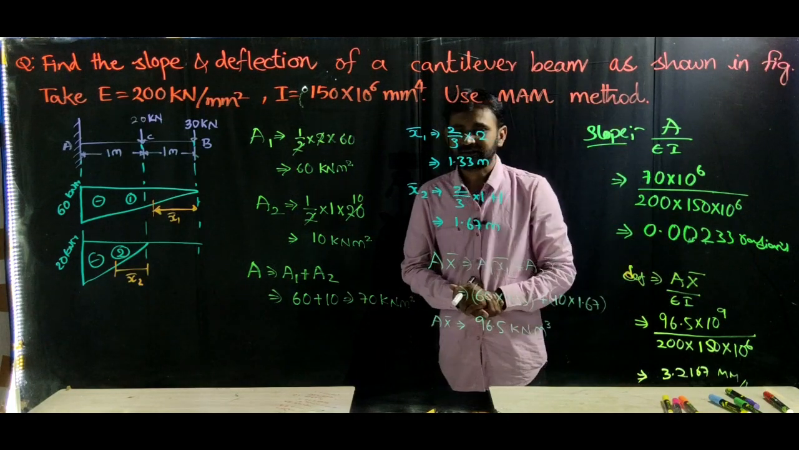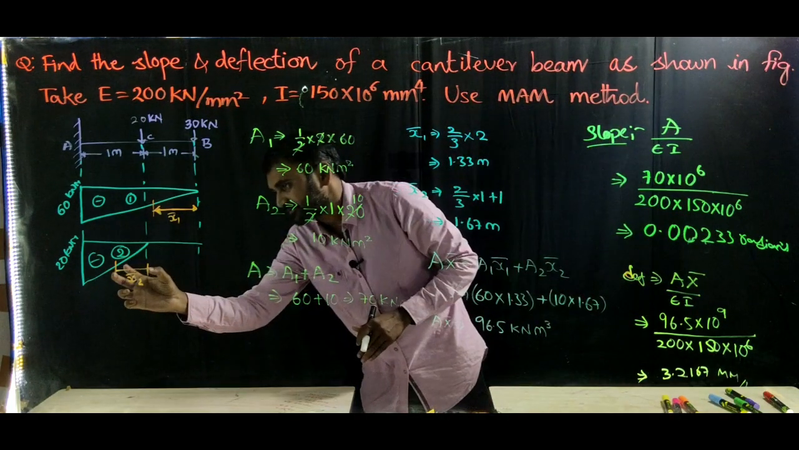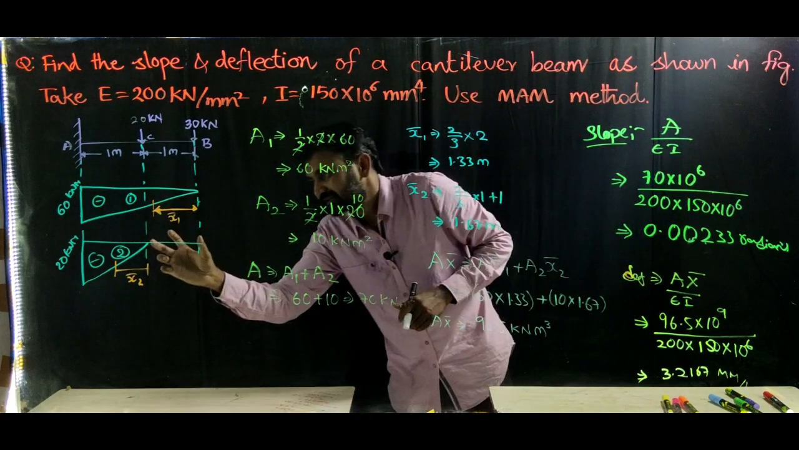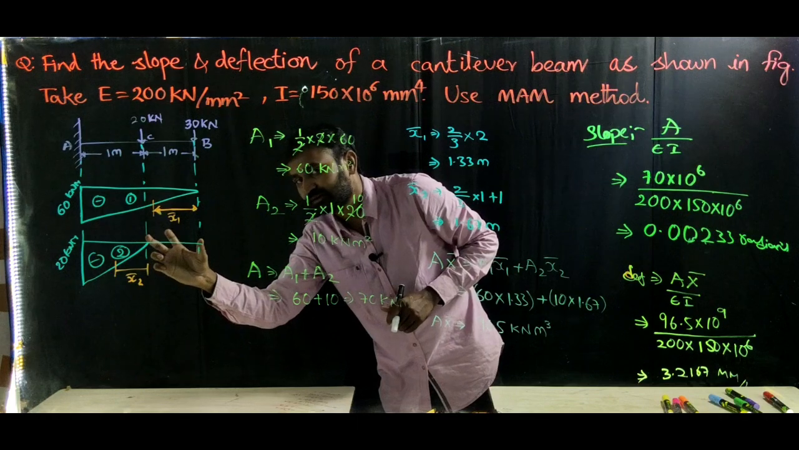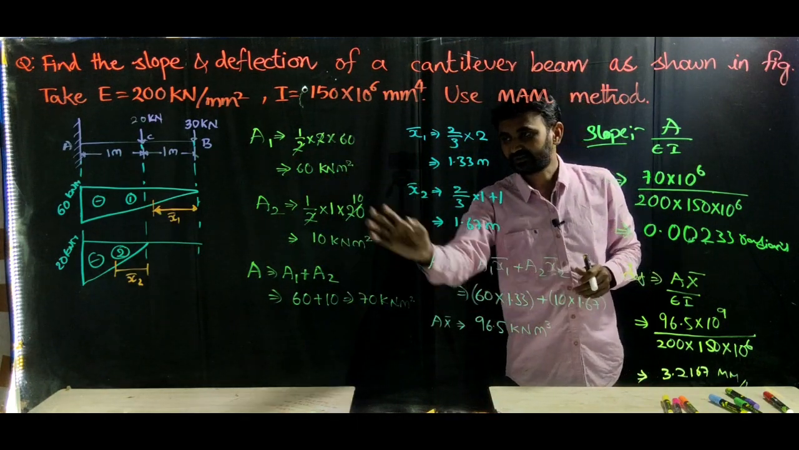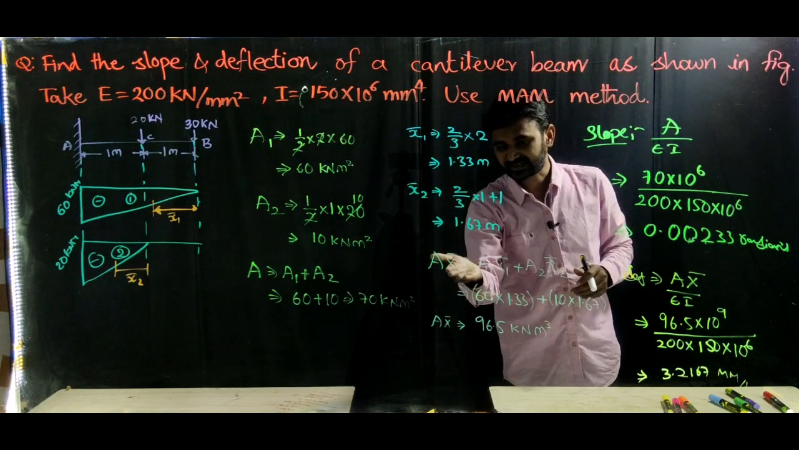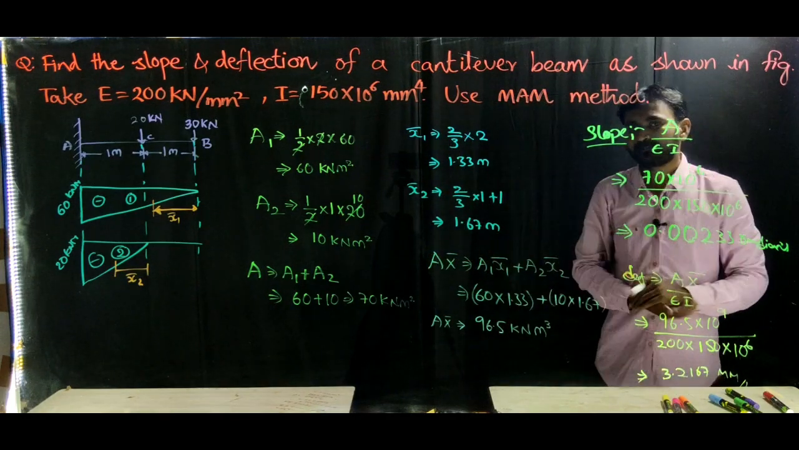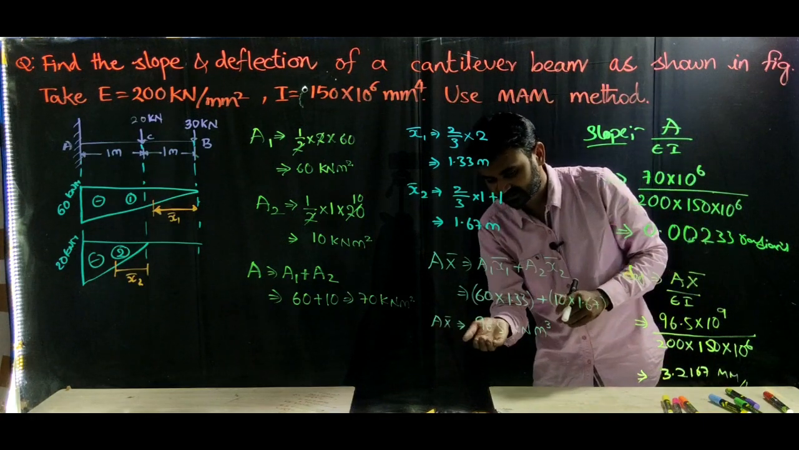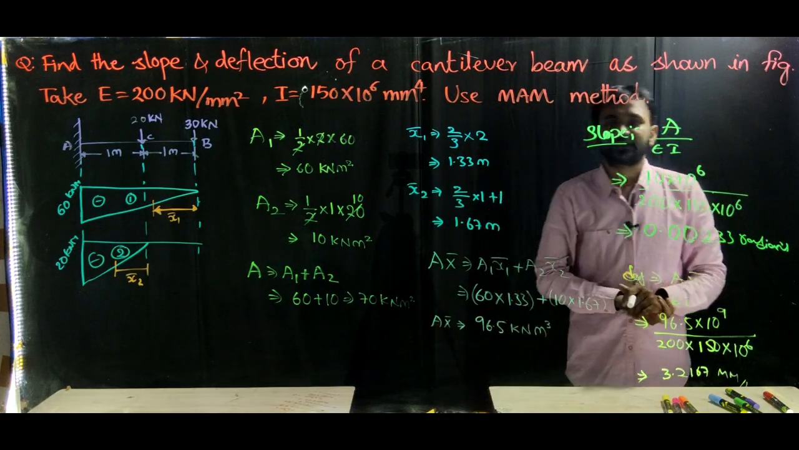You got 1.33. Similarly, for the second triangle you calculate 2/3 of the base, but the diagram starts from here, so the distance is added, that is 1 meter. So you got x bar, and similarly you got A1 and A2, so you got Ax bar. Ax bar equals A1 x1 bar plus A2 x2 bar, and by this you got 96.5 kilonewton meter cube.